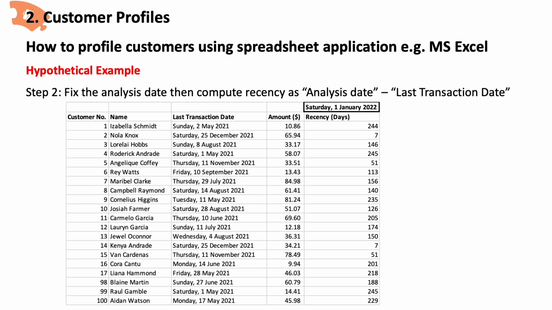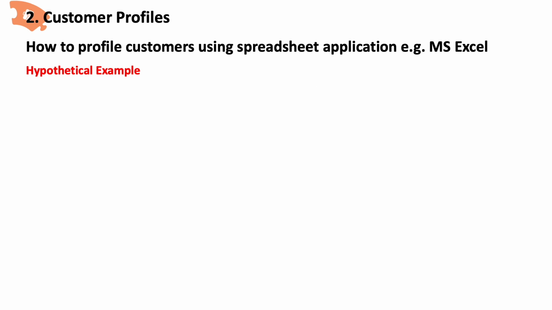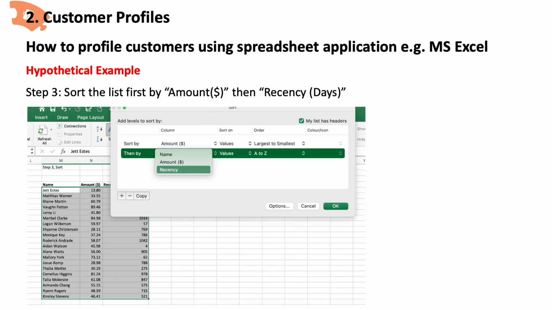For this, I had to fix the analysis date to enable me compute recency as analysis date minus the last transaction date. That is, the number of days that have elapsed since the last transaction. I therefore fix my analysis date as the 1st of January 2022 and compute recency in days. This is in the 4th column. Next, is to filter my list by the two measures. First, the amount spent. Next, recency.